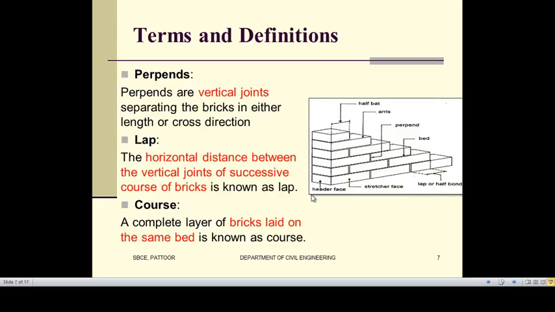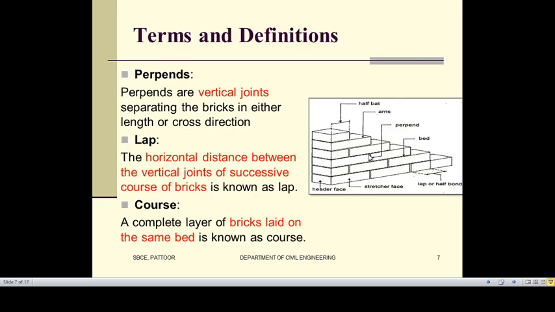Next term is perpend. Perpend means it is a vertical joint separating the bricks in either length or cross direction. These are the vertical joints. This particular figure is showing a brick masonry. These vertical joints are termed as perpend. These vertical joints are separating the bricks either in length or cross direction. This is the length of the brick masonry and perpendicular to this is the cross direction. This particular vertical joint is termed as perpend.